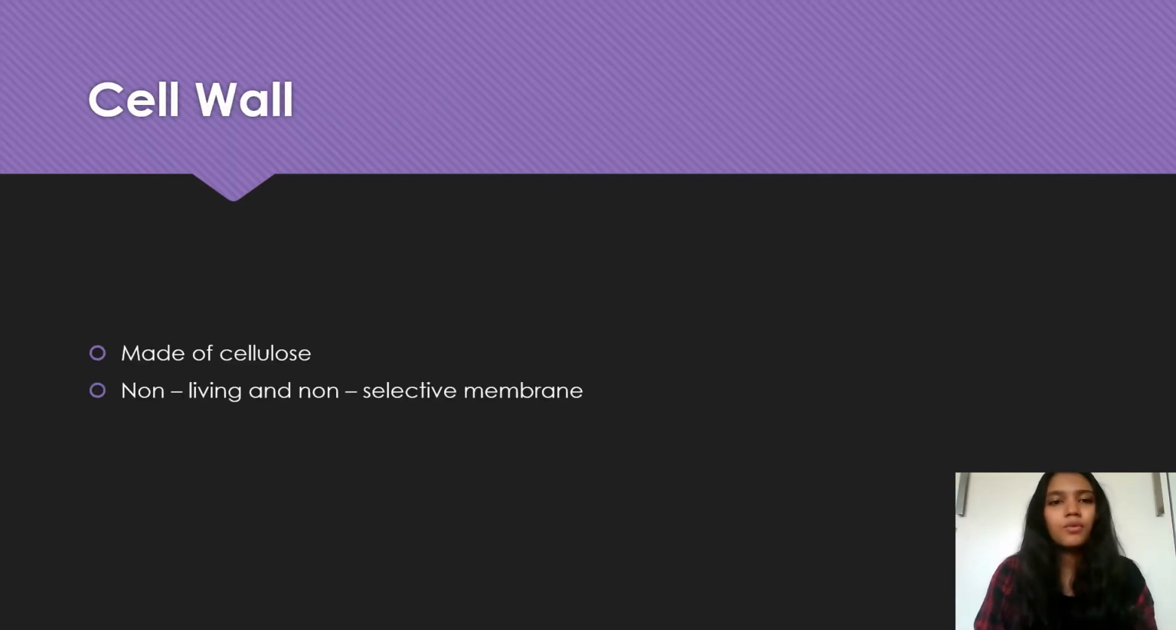Then we have the cell wall, which is made of cellulose. It is non-living and non-selective. As I said for the previous one, the cell membrane is selective. That means only certain substances can pass in and go out. But at the cell wall, every molecule will pass in and every molecule will pass out. Also, the cell wall is an important part of maintaining your cell structure, which we will come to in chapter 3. But just keep this in mind as of now, so it's easy later.